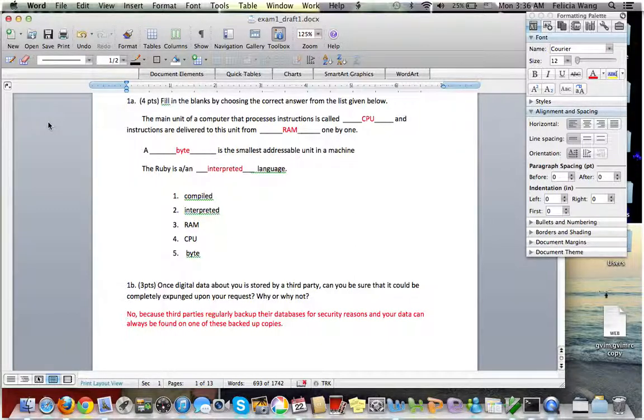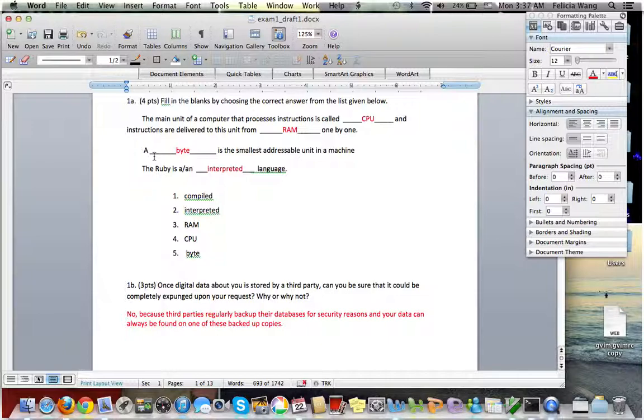And the instructions are delivered to this unit from the RAM one by one. RAM stands for Random Access Memory, and this basically is the part of your hardware that runs all of the applications that are currently open, and it kind of organizes it and then sends it to the CPU to be processed. Alright, so my version of the test is actually different from yours because Guna changed it before he printed it. And so this should include a 6 option that's bit right here.